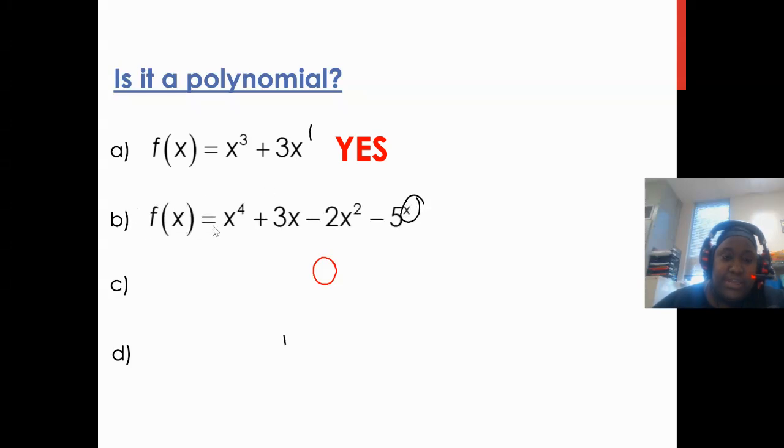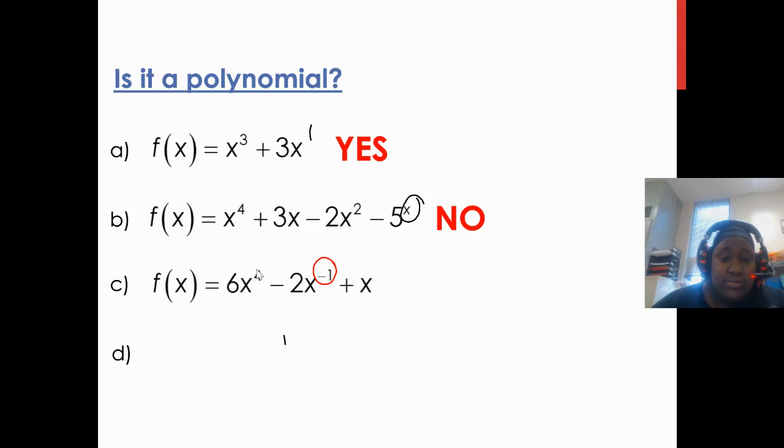The next one, b, we have x to the fourth plus 3x minus 2x squared minus 5x. Because this exponent here is a variable, which is not a whole number, no, it's not a polynomial. The next one, we have 6x to the fourth minus 2x to the negative first plus x.